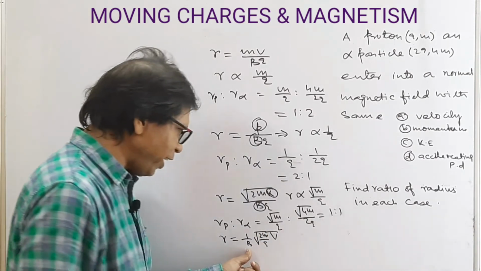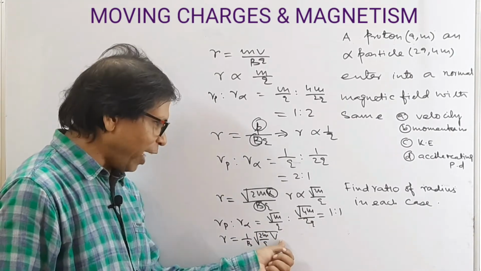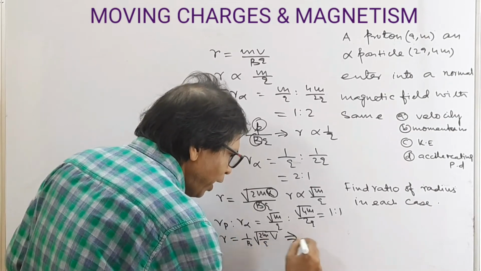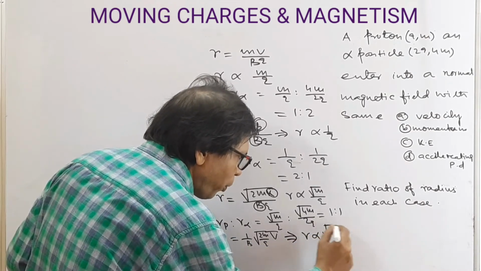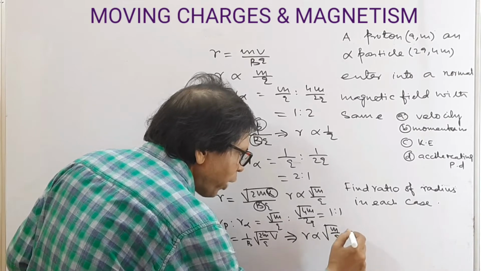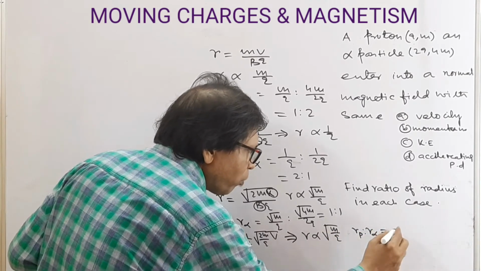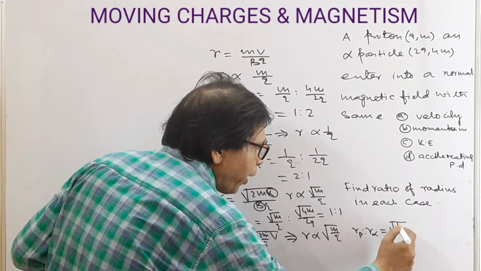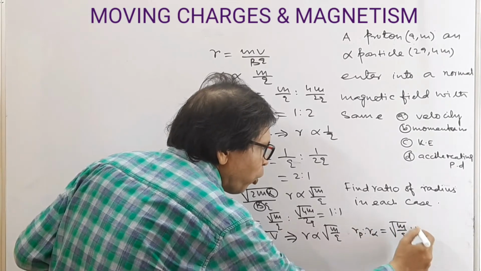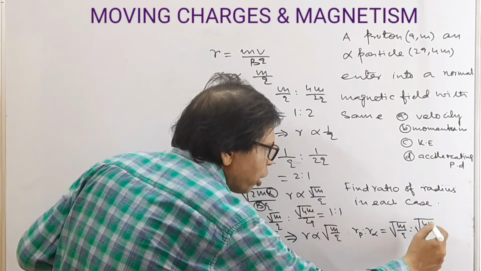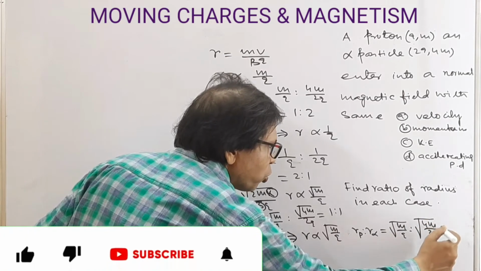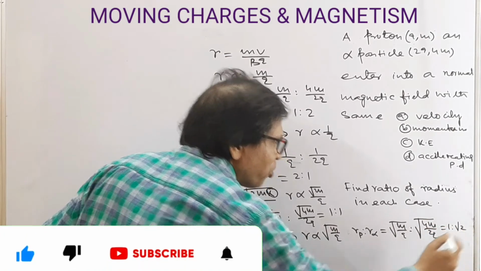Here B and V are constant. So r is proportional to root over m by q. For a proton, r_p to r_alpha: for a proton this is root over m by q, and for an alpha particle this is 4m by 2q. So this is 1:2.